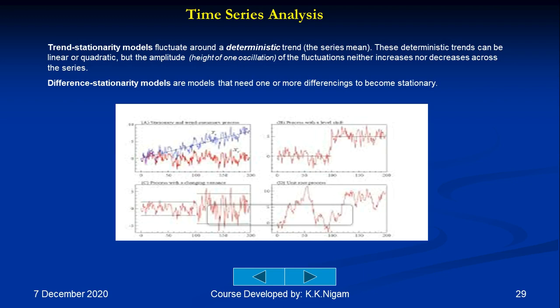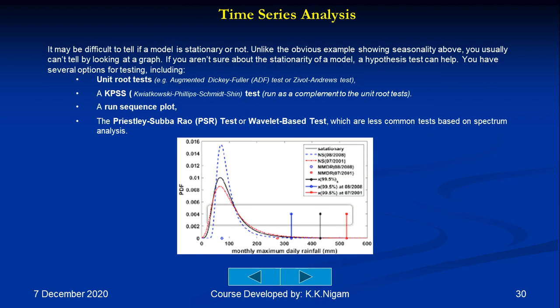Trend stationarity models fluctuate around the deterministic trend, the series mean. These deterministic trends can be linear or quadratic, but the amplitude, the height of one oscillation of the fluctuations, neither increases nor decreases across the series. Difference stationarity models are models that need one or more differencings to become stationary.